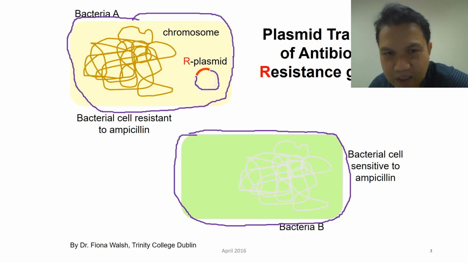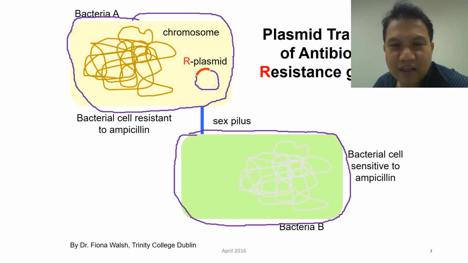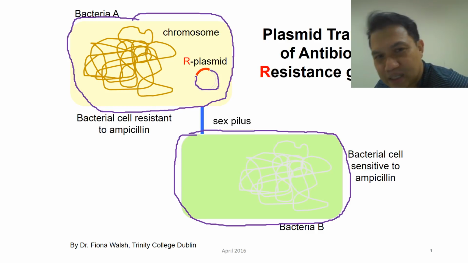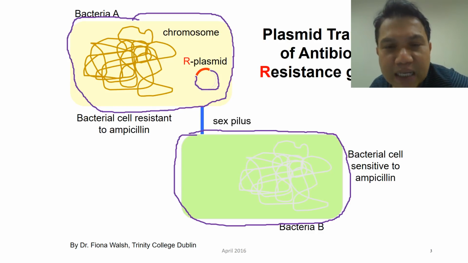Guess what? I'm already sitting at the edge of my seat right now. What is going to happen? Make a guess. Come on. What do you think? Let's see now. They are having this thing called a sex pilus. It's a structure like a tube that is going to be passed from this bacterium over to this other bacterium, which does not have the plasmid.